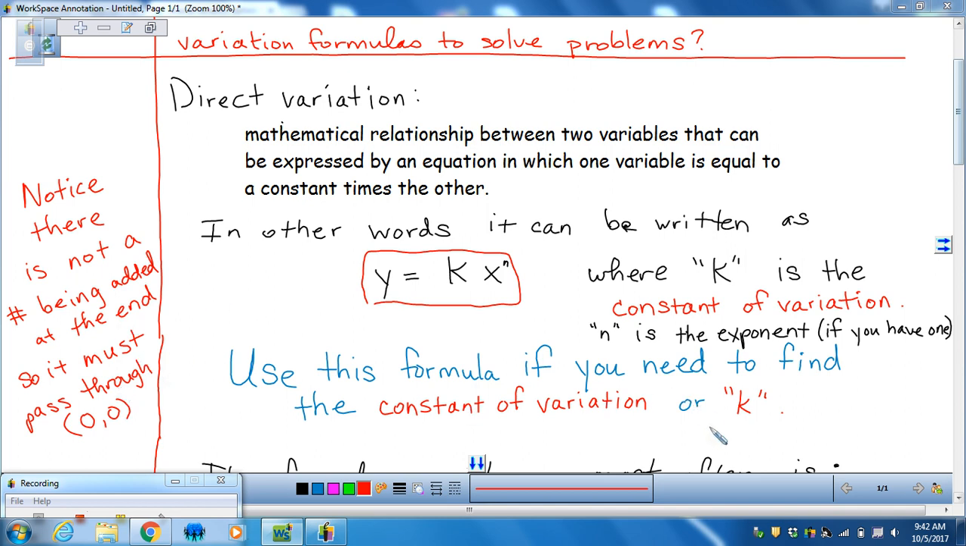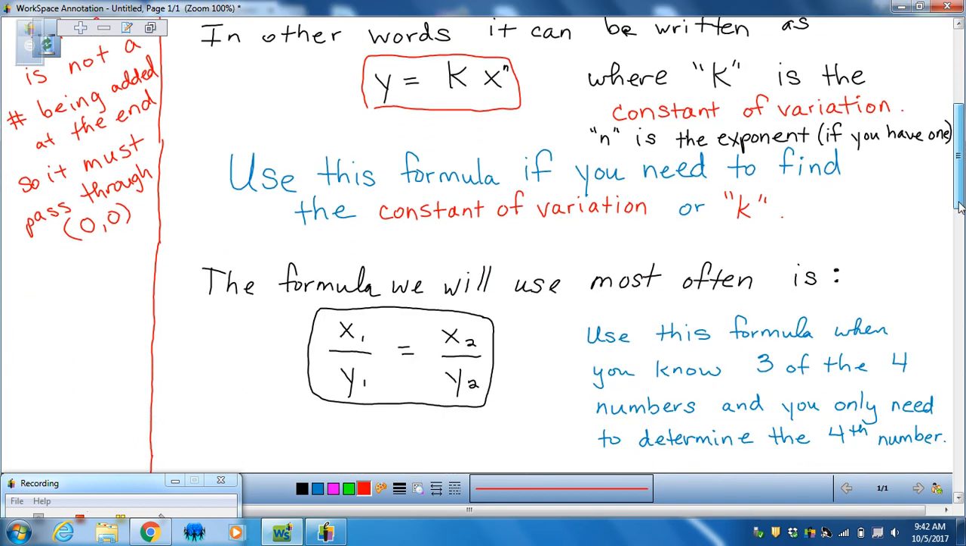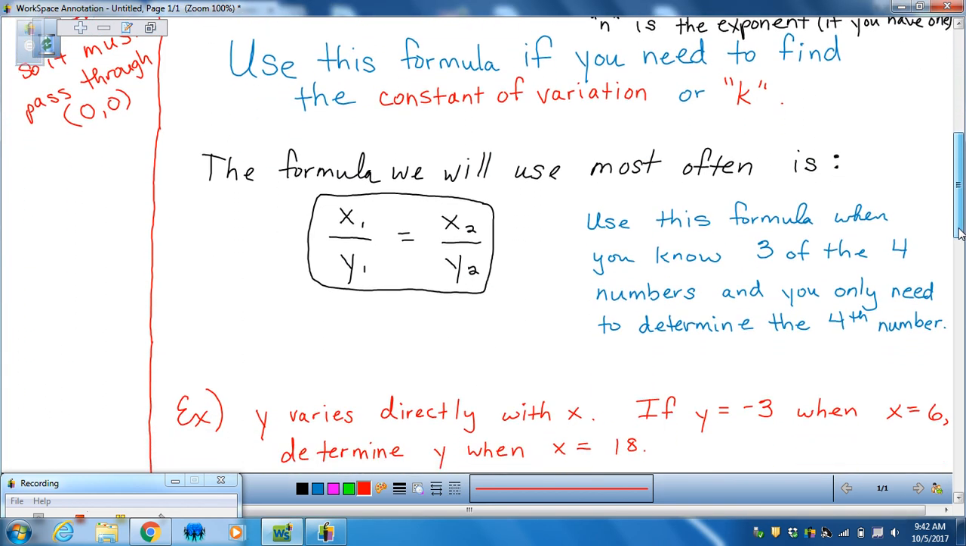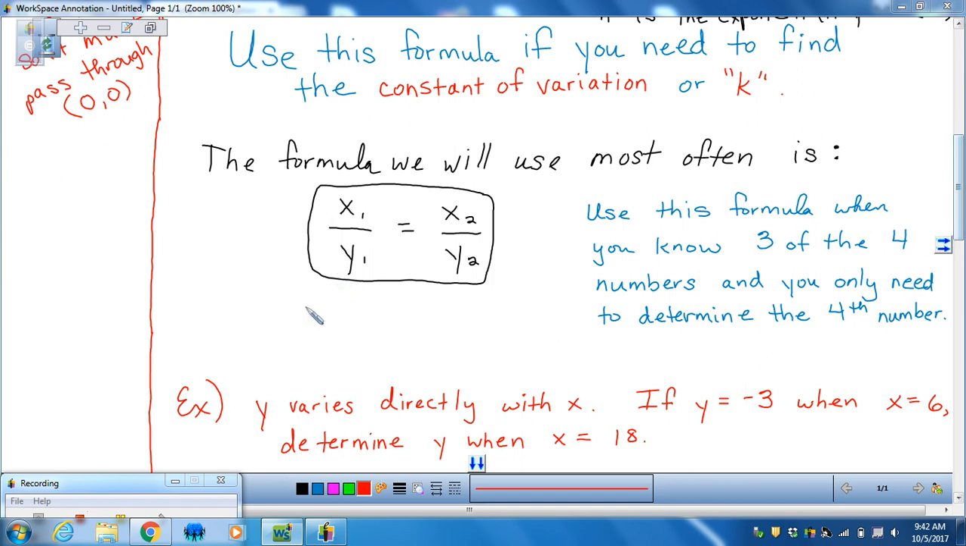So again, we will use this formula if we need to find out what k is. Otherwise, we are going to use this second formula. And this is the formula that we will use most often. And if you look at it, hopefully you recognize it as a proportion. So we've got x1 divided by y1 equals x2 divided by y2. We will use this formula when we know 3 of the 4 numbers, and all that we are looking for is the 4th number. So let's go ahead and pause if you need to.